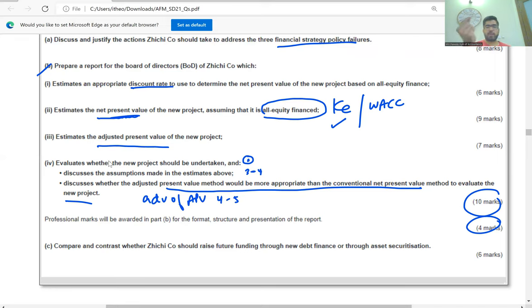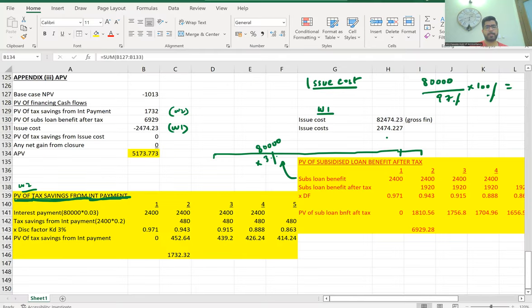You can write for 1 mark that NPV is negative. So it seems the project is financially not viable. When we see the NPV, the project doesn't seem acceptable. It's 1000 negative. But when financial effects are taken into consideration in APV and NPV is adjusted, it becomes positive. So considering this, the project seems to be financially acceptable. Okay, 1 mark. Discusses the assumptions. Any assumptions you have made, you can write. And some assumptions will be in the question. So let's search the question.